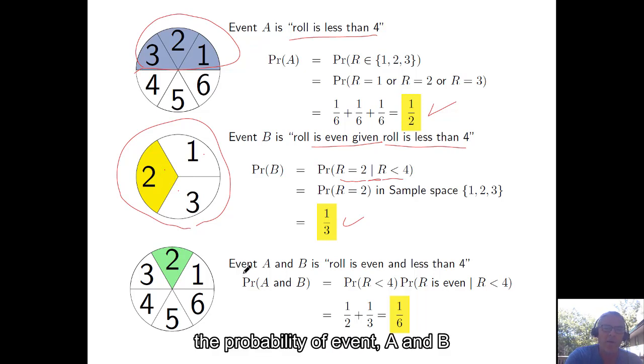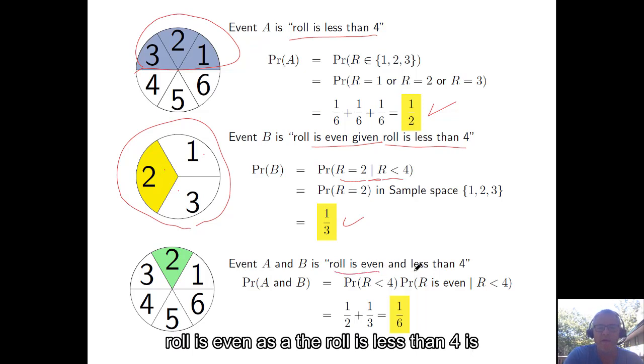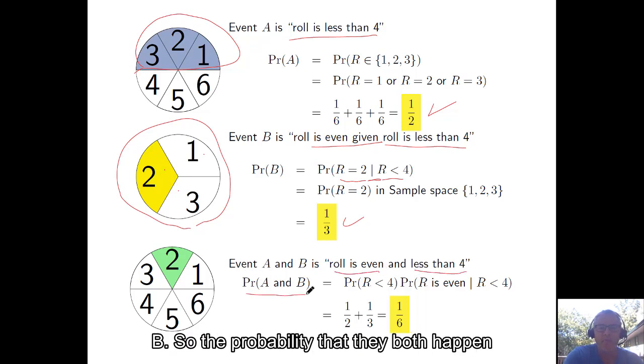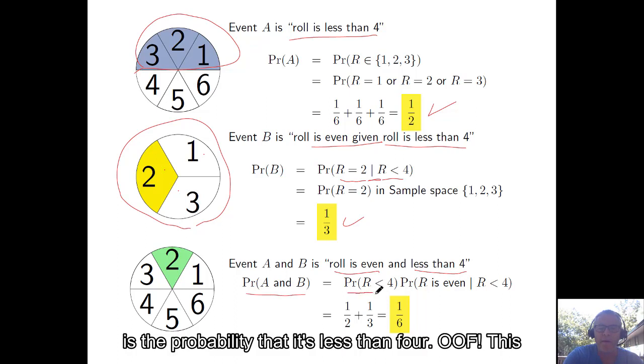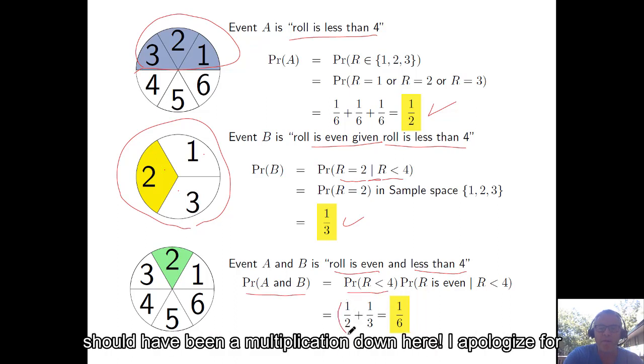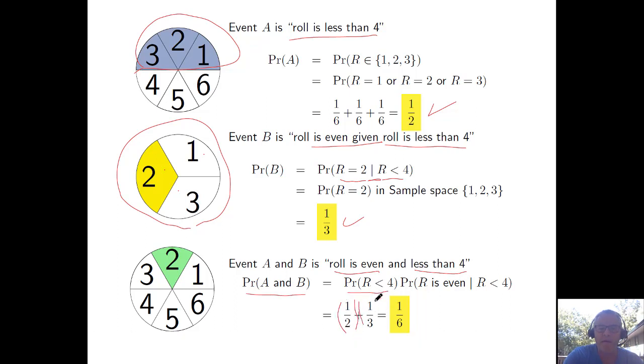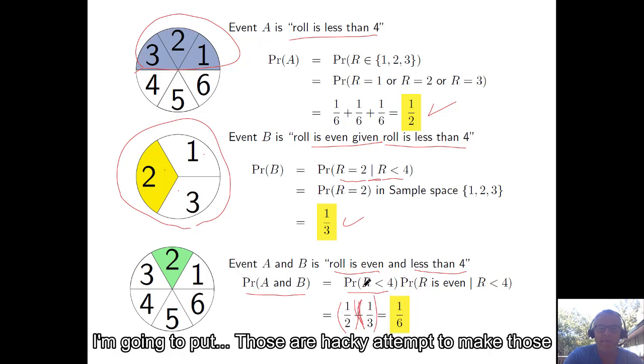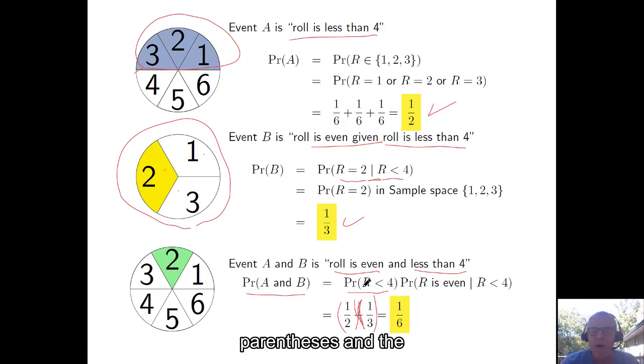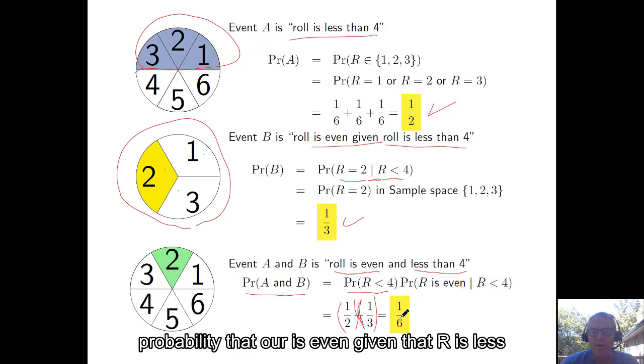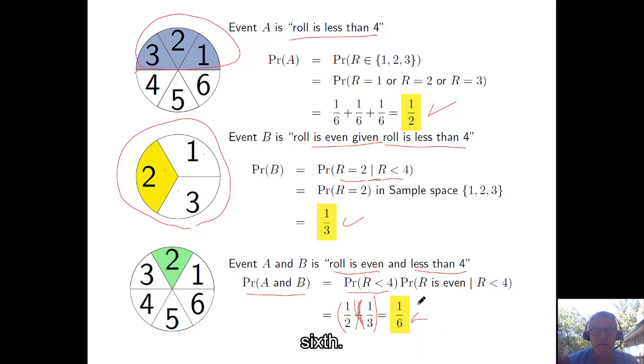So the probability of event A and B: the roll is even is A, the roll is less than 4 is B, so the probability that they both happen is the probability that it's less than 4. Ooh, this should have been a multiplication down here. I apologize for that. And the probability that R is even given that R is less than 4, and that gives us 1/6.